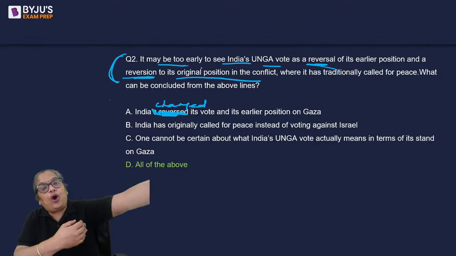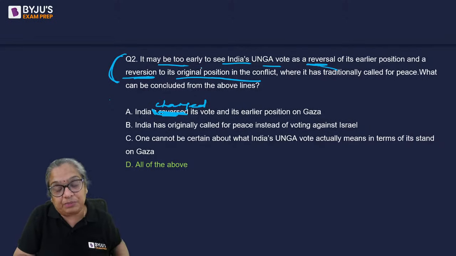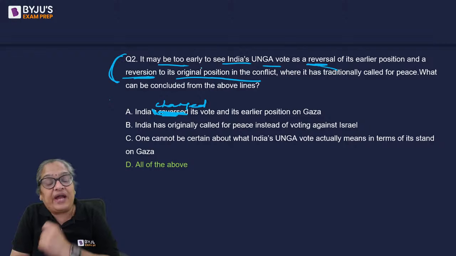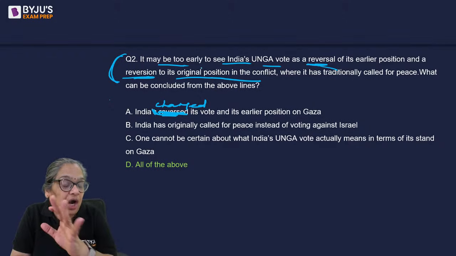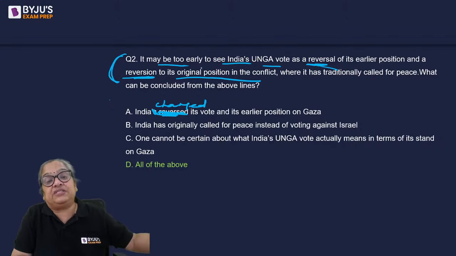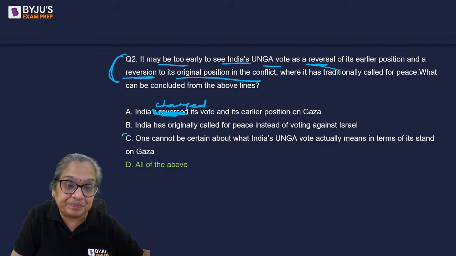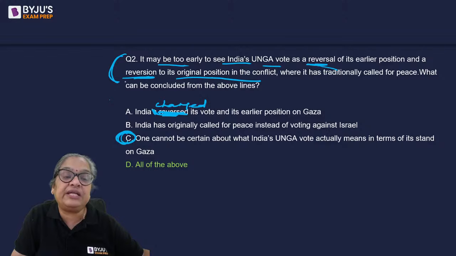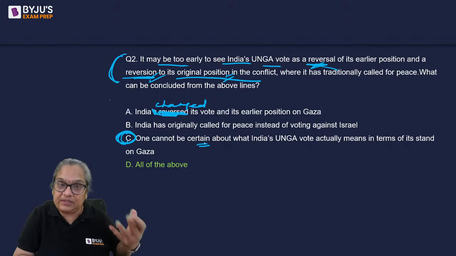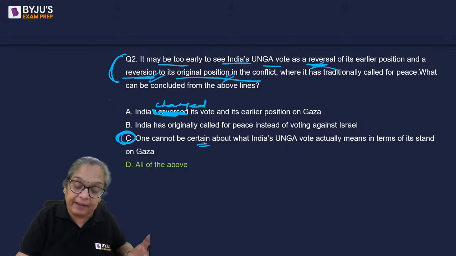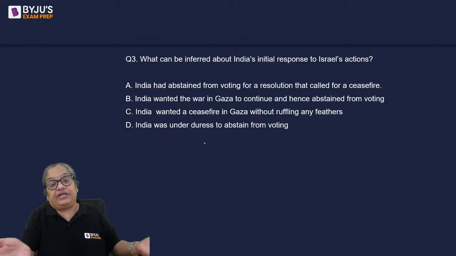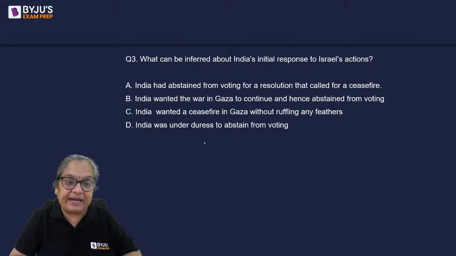Because the vote is exactly opposite of what its earlier position was. But the author is saying it's too early to say why it changed its vote. It may not be that it has gone back on its original position. So we don't know. It's too early for us to say that this change in vote is a reversion to its original position or a reversal of its earlier position. We don't know. That's why we are not certain what exactly this shift means. And the MEA hasn't told us in detail what it is. Clear? All right.